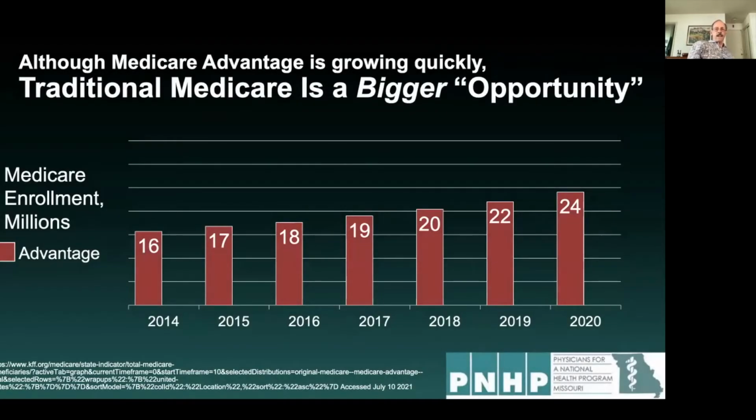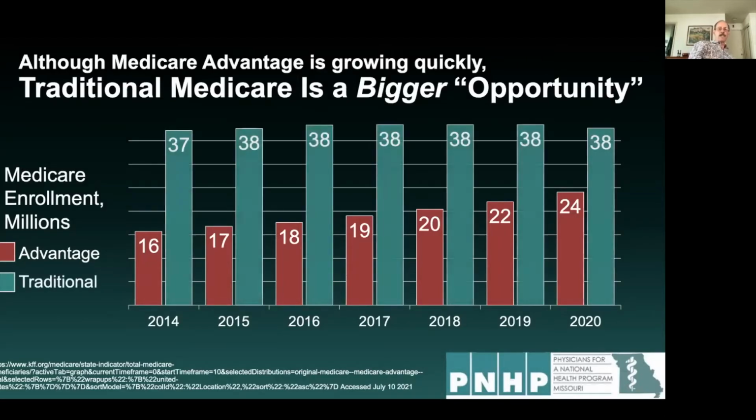Traditional Medicare, up until now, privatization has been focused on Medicare Advantage, but there's more patients in traditional Medicare than in Medicare Advantage. So this, the green, is a much bigger opportunity for Wall Street to profit off of publicly funded healthcare than Medicare Advantage is now. And DCEs are the way to get that population.